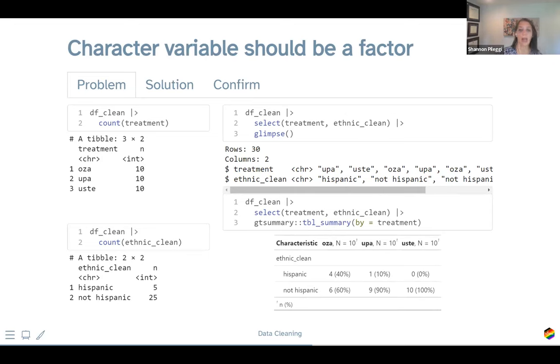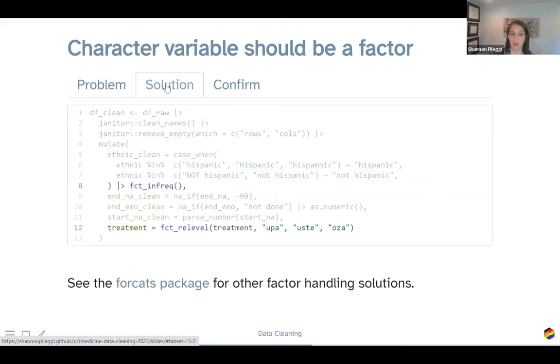And you might want to have those treatments or ethnicity values rearranged. So for example, maybe one of these treatments is a standard of care and it should come first in your table. Or maybe you want to present the most common value of ethnicity first instead of an alphabetical order. And the way you can approach and solve this problem is by converting these variables from characters to factors. So here we have two different functions that I'm using. I'm going back to my ethnic clean variable, and I'm piping the result of this case when statement into this function called fct_infreq. What it's going to do is convert that character variable into a factor in order of the frequency of the values observed. So the most frequent value will be the first level of that factor variable. And those levels will be in accordance with the frequency observed.